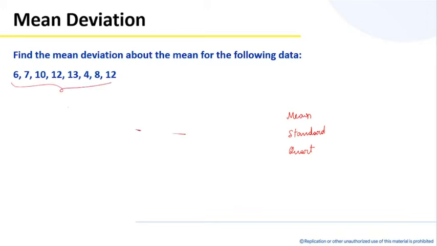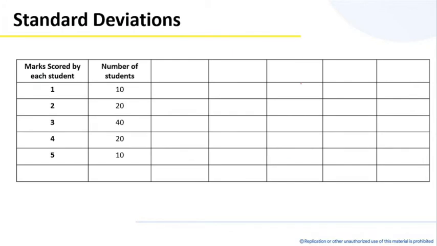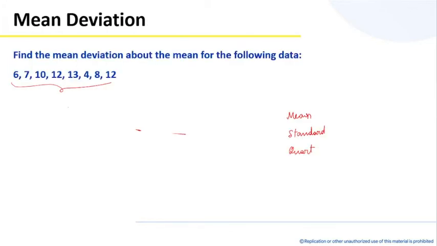Let me take smaller, simple numbers. Let me take 1, 2, 3, 4, 5. There are 5 students who got the observations 1, 2, 3, 4, 5. Now, what is the mean of it?